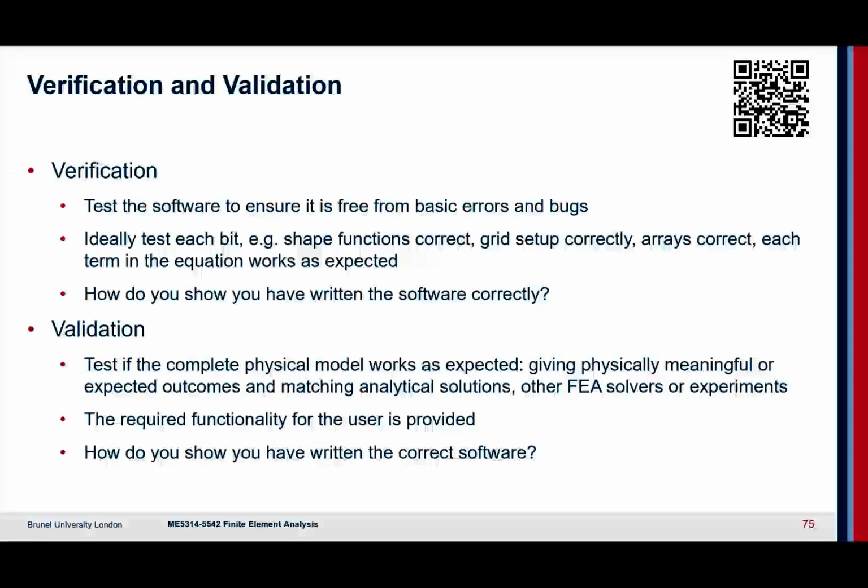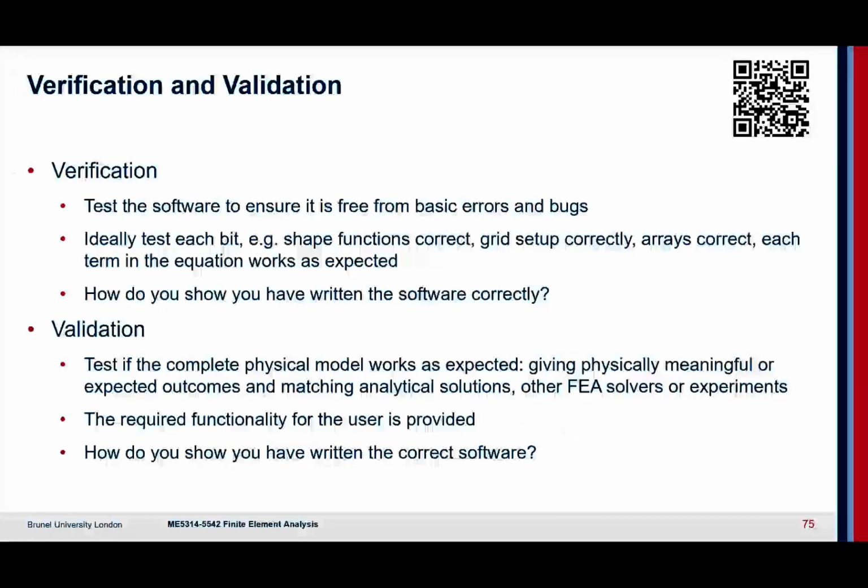So that's how you show you've written the software correctly. The validation is to test that the physical model works as expected. So that's really saying, is it giving the physically meaningful results and the expected outcomes that you want? So this is where you match to analytical solutions, you match to other FEA solvers, you make sure you're giving the user what they want. Now, in the exercise, you've been told exactly what the equation should be. So you know what form the user expects, but you need to make sure that each of the terms is giving that. So that's showing you've written the correct software for the problem of interest.